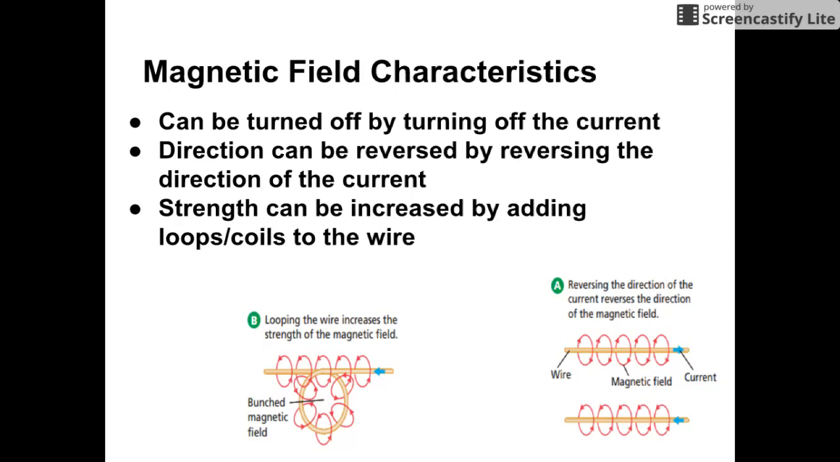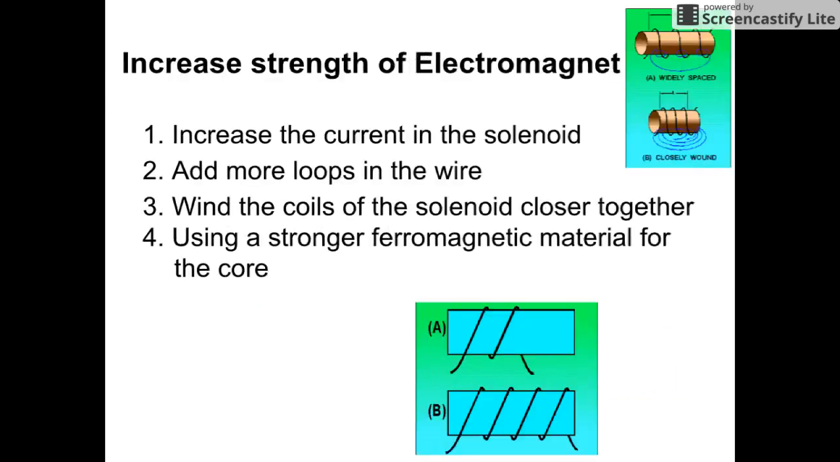So again, to increase the strength of the magnetic field, we have a couple things we can do. One, we increase the current. We add more power to it, and that will increase the strength of our electromagnet. We also, like we said, found out yesterday, we add more loops to the wire. We have a stronger electromagnetic field. If we put those loops closer together, so here in the top we have 3 loops and they're widely spaced, then we have 3 loops that are closely spaced. The closer they are, the stronger that force is going to be. Also, if you put a stronger material in as the magnetic core, the ferromagnetic core, it will have a stronger electromagnetic field.